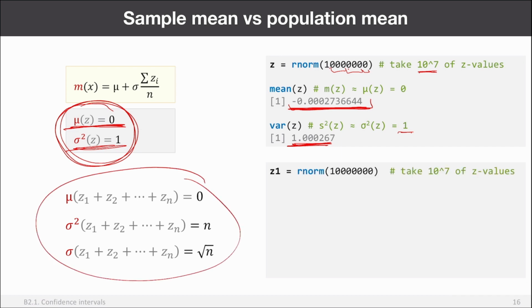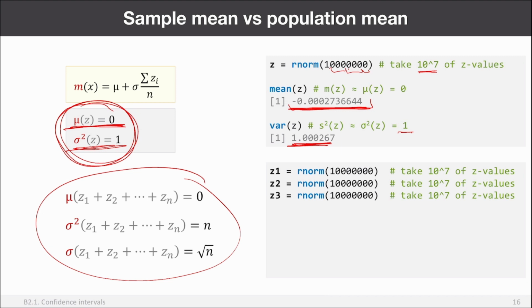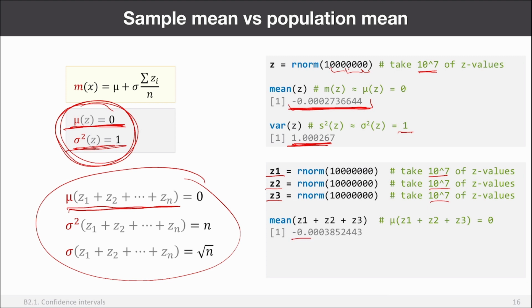Well, in this case, I take 3 subpopulations, let's call them 3 large samples. Every sample has the same size, 10 million values. So we have Z1, Z2, Z3. In Z1 we have 10 million values, in Z2 we have 10 million values, in Z3 we have 10 million values. And then I compute the average of their sum. So this is exactly this one, right? And you can see that the average of their sum is indeed 0, what we expected.